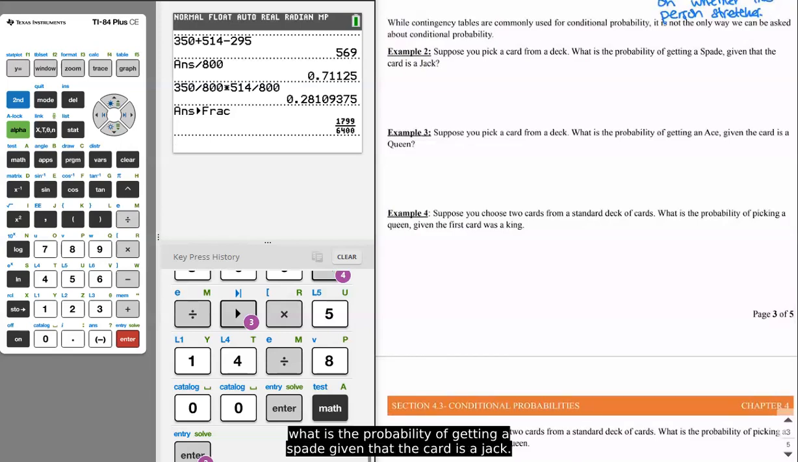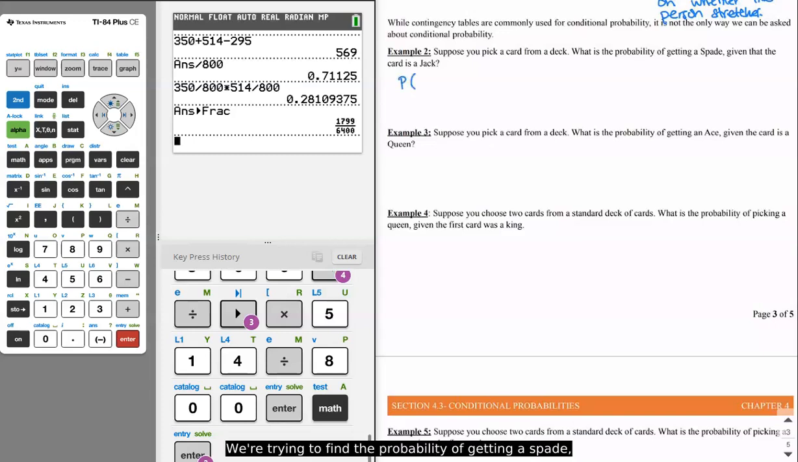What is the probability of getting a spade given that the card is a jack? So I always like to start out by writing what was given and what we are trying to find. We're trying to find the probability of getting a spade, that's A, given that the card is a jack, that's B. So the card is a spade, given that the card is a jack.